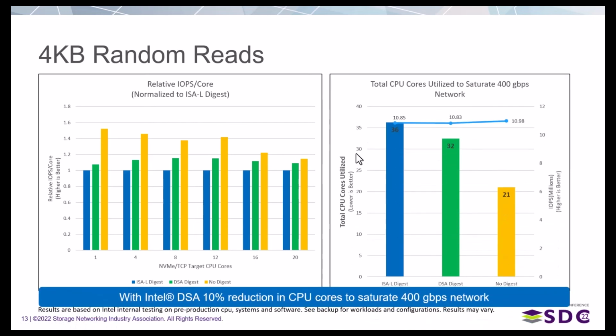Looking at the graph here on the right, we can see that it took the target 32 cores to saturate the 400 gig network, hitting roughly just under 11 million IOPS with DSA. And that is still a 10% reduction in the CPU cores that were used by the target when it used ISA-L, which is the blue bar.